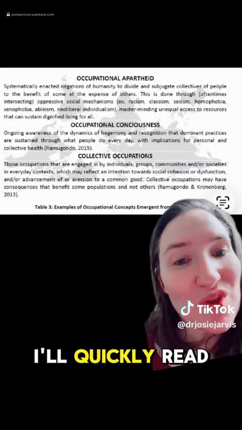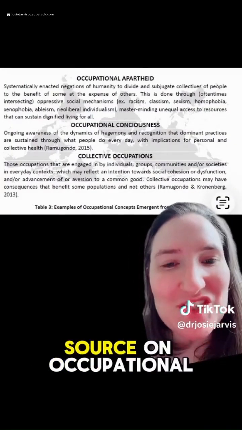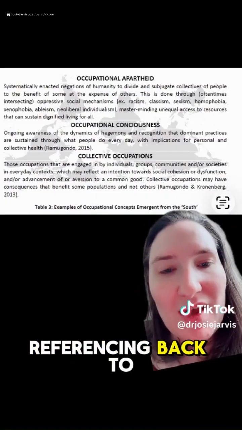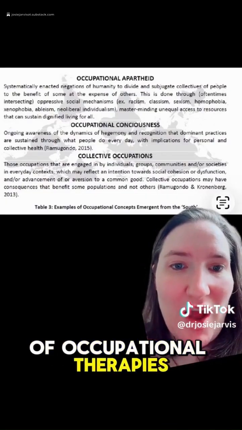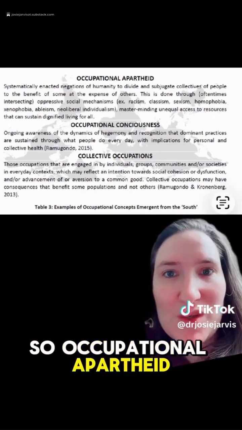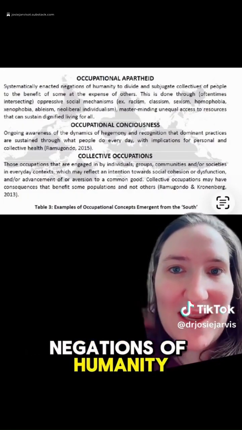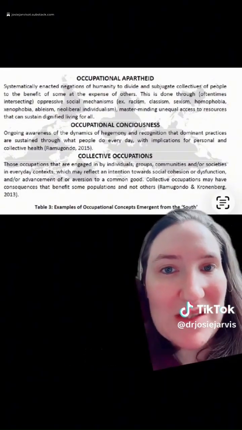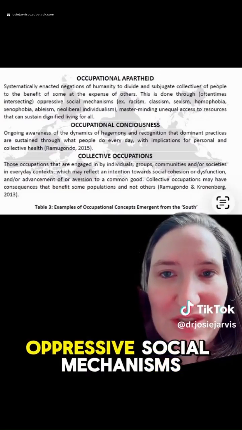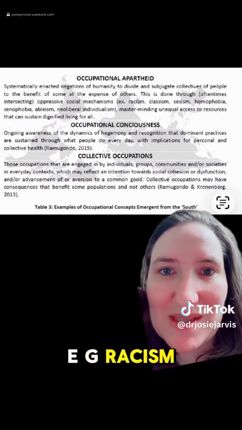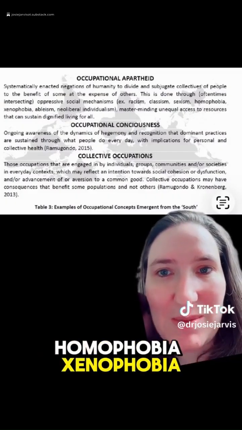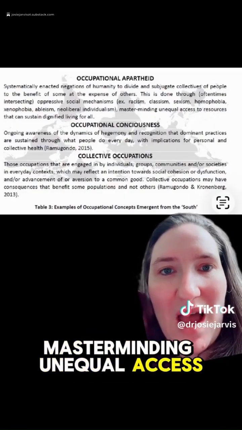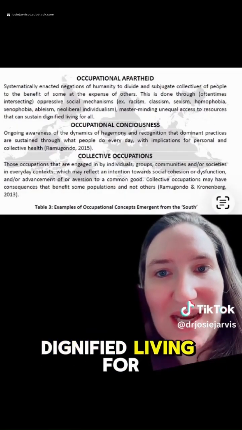To help with context, I'll quickly read the formal definition from the primary source on occupational apartheid, brought to us by Frank Kronenberg and Nick Pollard, referencing back to the first edition of the Occupational Therapies Without Borders textbook. So occupational apartheid is systematically enacted negations of humanity that divide and subjugate collectives of people to the benefit of some at the expense of others. This is done through oftentimes intersecting oppressive social mechanisms, e.g. racism, classism, sexism, homophobia, xenophobia, ableism, neoliberal individualism, masterminding unequal access to resources that can sustain dignified living for all.